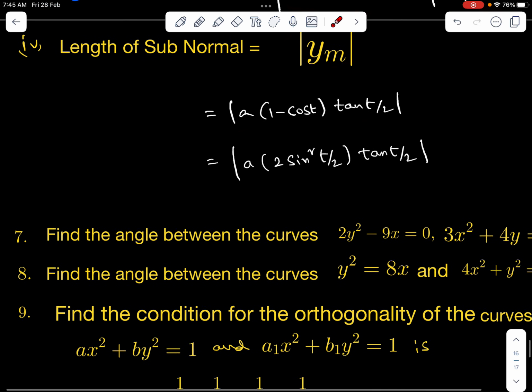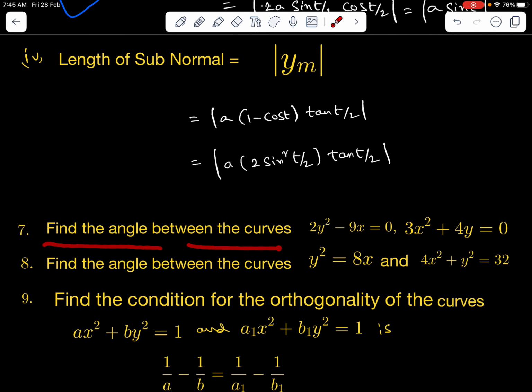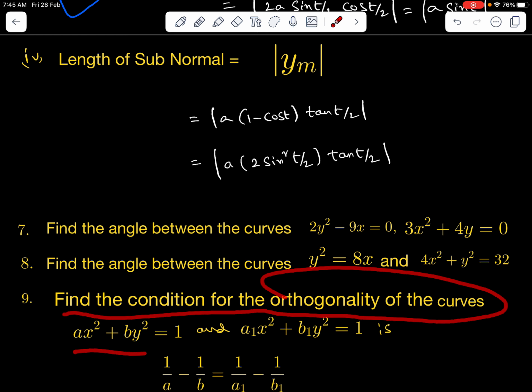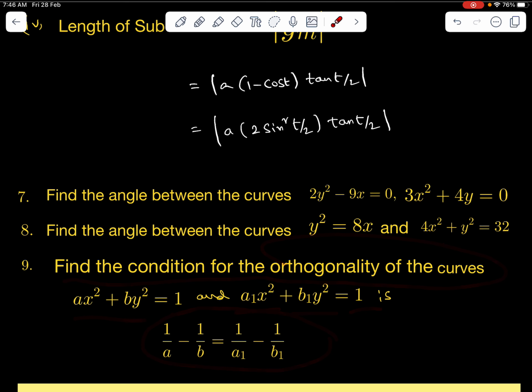Next sum. These are also very important sums. Find the angle between the curves 2y square minus 9x equal to 0, 3x square plus 4y equal to 0. Find the angle between the curves y square equal to 8x and 4x square plus y square equal to 32. Find the condition for the orthogonality of the curves ax square plus by square equal to 1 and a1x square plus b1y square equal to 1 is 1 by a minus 1 by b is equal to 1 by a1 minus 1 by b1.